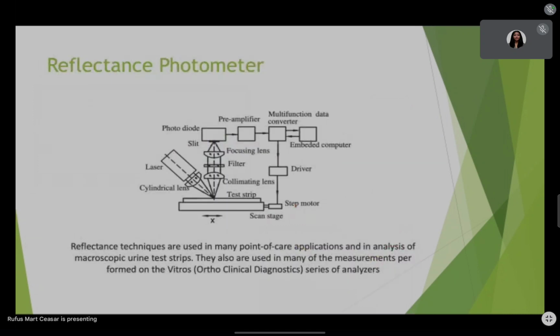Next ay reflectance photometer. So, these reflectance techniques are used in many point-of-care applications in analysis of macroscopic urine test strips. After siguro sa immunoassays, madi-discuss natin 'yan. They are also used in many of the measurements performed on the Vitros or the Ortho Clinical Diagnostics series of analyzers.